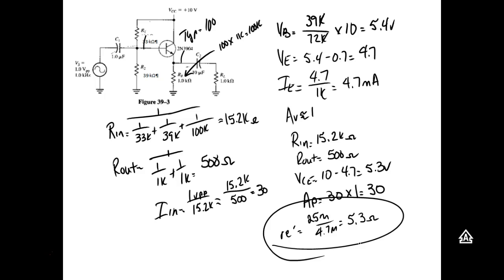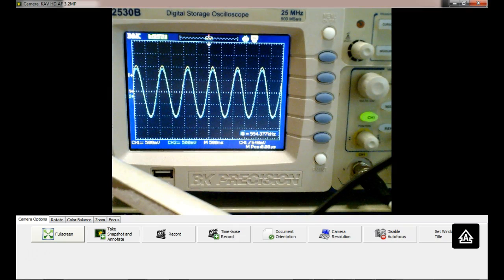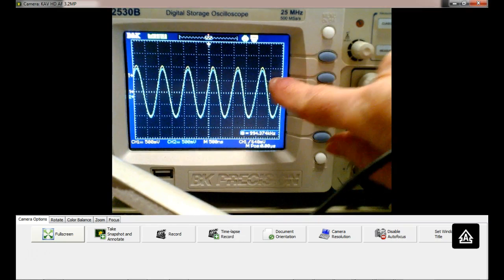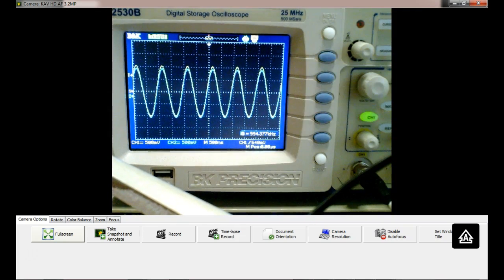That's why the output is slightly less, because the input flows through RE prime to get to the output, right? You understand that? So that little voltage drop across RE prime, that little 5.3 ohm resistor, causes the output to be slightly less. So when we say this thing has a gain of 1, that is not true. It has an approximate gain of 1. But for all practical purposes, look at the difference. Y'all see the difference? That little guy right there. That's the only difference between the input and output.